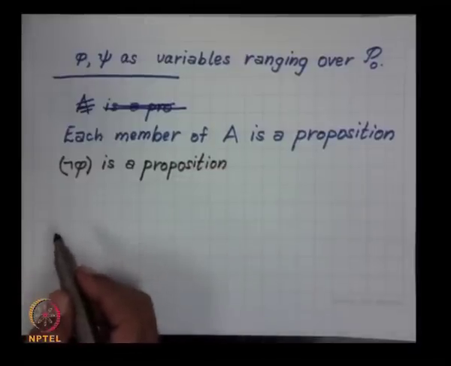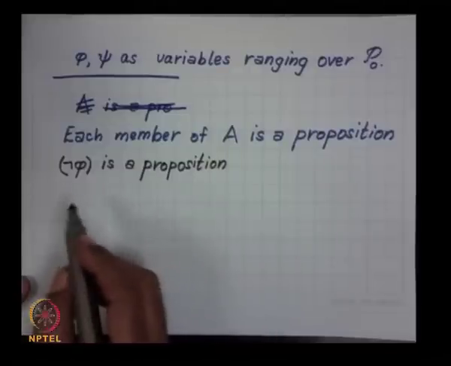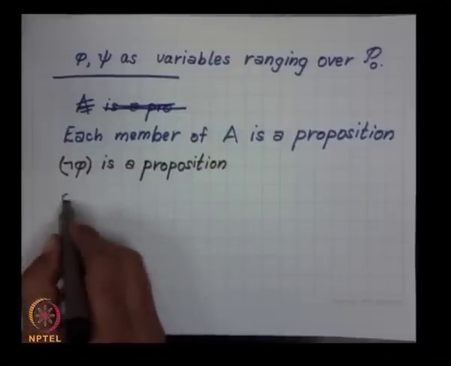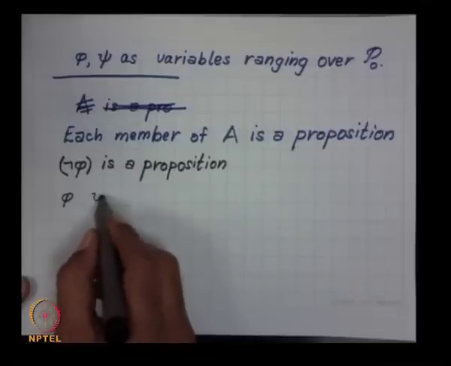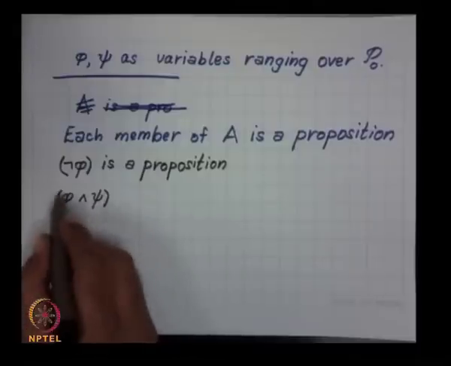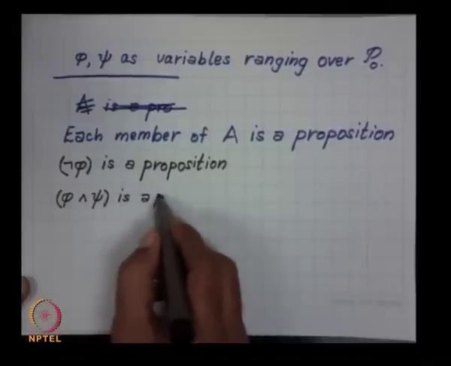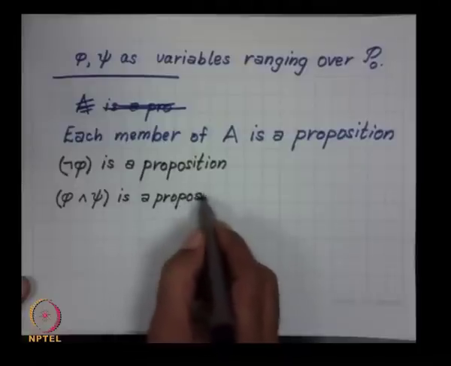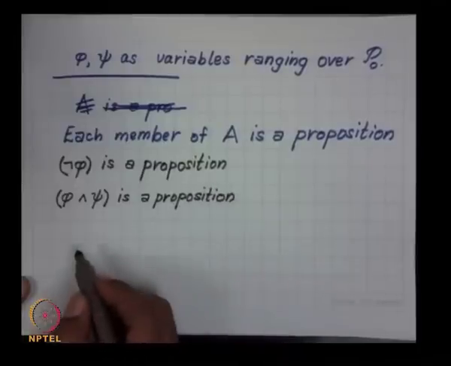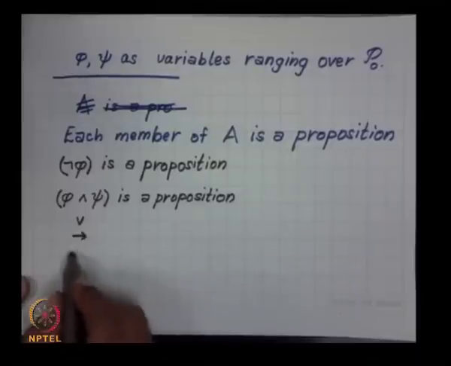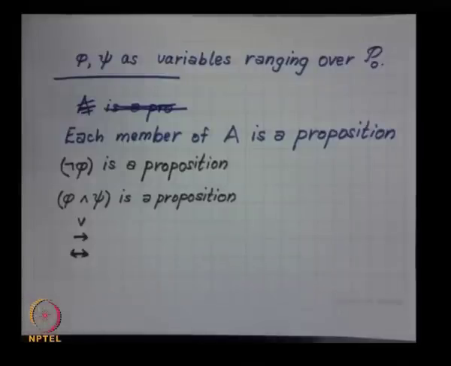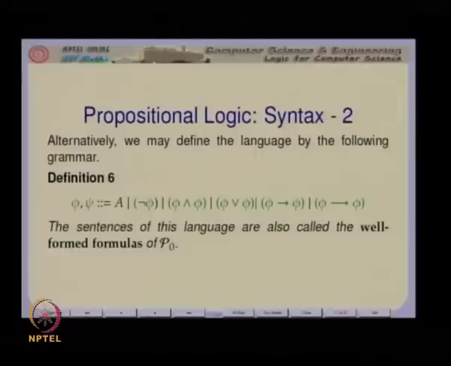Okay? Now, for the binary operators, essentially what I am saying is, if phi and psi are propositions, then this is a proposition. Right? So similarly, I can say for or, arrow, and so on. Okay. So what are we doing? Starting from the countably infinite set of atoms A, we are constructing compound propositions from the atomic propositions by using these operators, right?